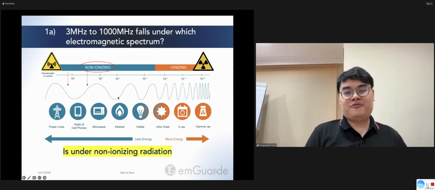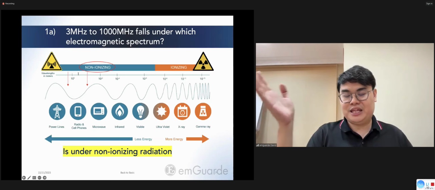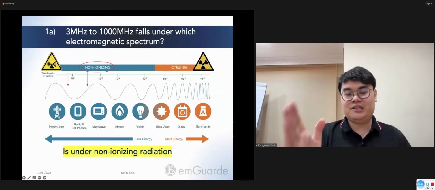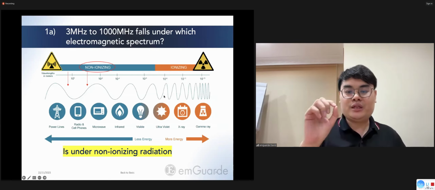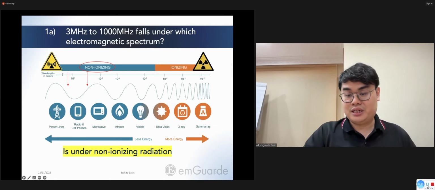In terms of the EMR spectrum, there are only two categories. It's like the acid and alkaline chart: it's either acidic or alkaline. It's the same concept. Over here, it's either ionizing or non-ionizing. Now, just a quick touch on ionizing. Ionizing radiation is the orange color one, you see the orange color one.